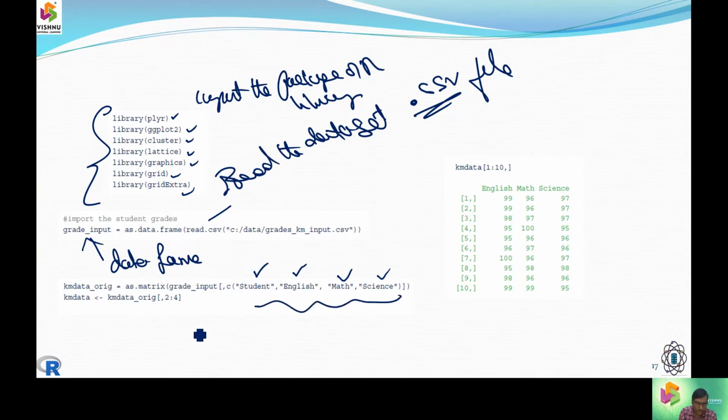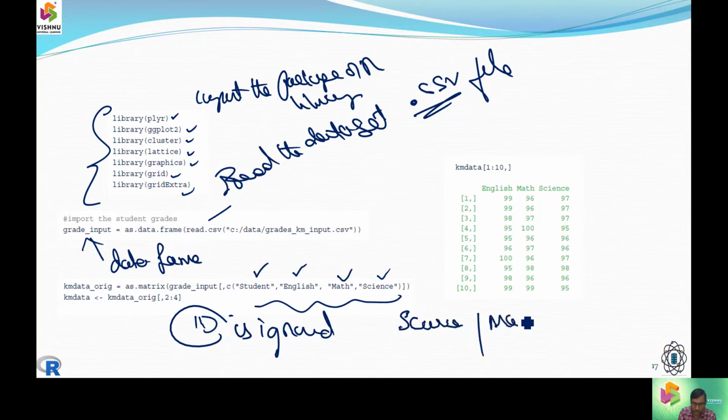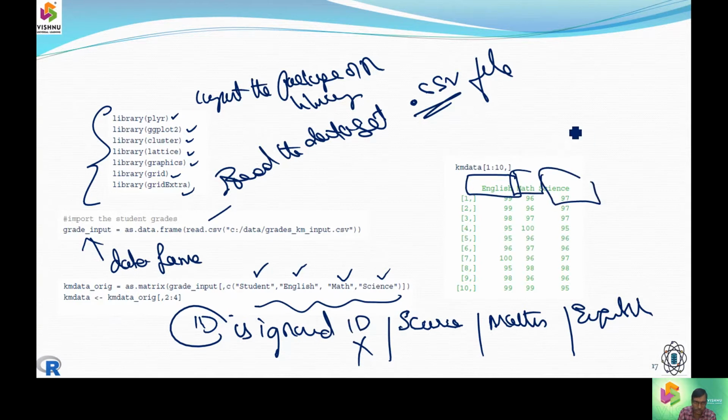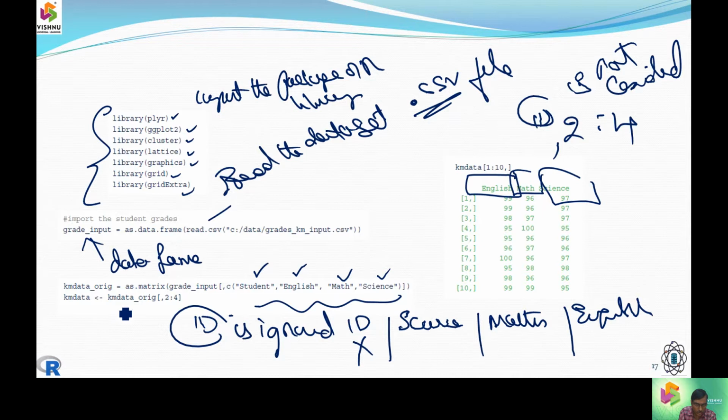And see here, ID is ignored. So what we have is science, maths, and English. So this is column 1, column 2, and column 3. That is the reason why we use 2 to 4. ID is not going to be considered, and the data is going to be stored in matrix form.